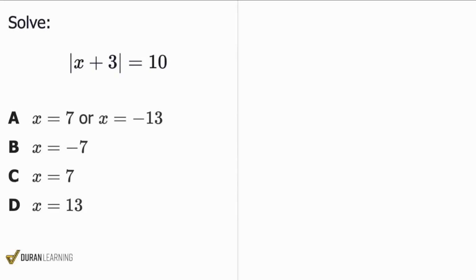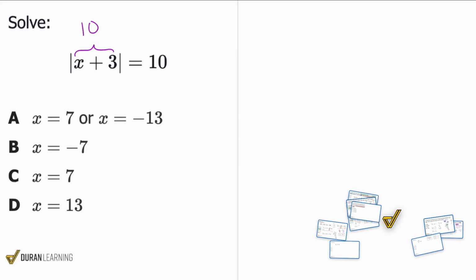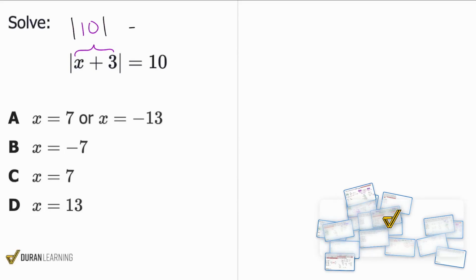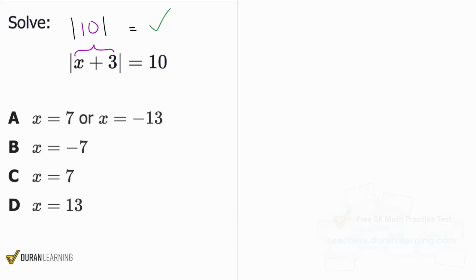Now, here's how that idea is going to really help us out, everybody. If somehow this x plus 3 ended up equaling 10, is it true that the absolute value of 10 would still be 10? Is that true? Yes, it is. That would work. Absolutely.